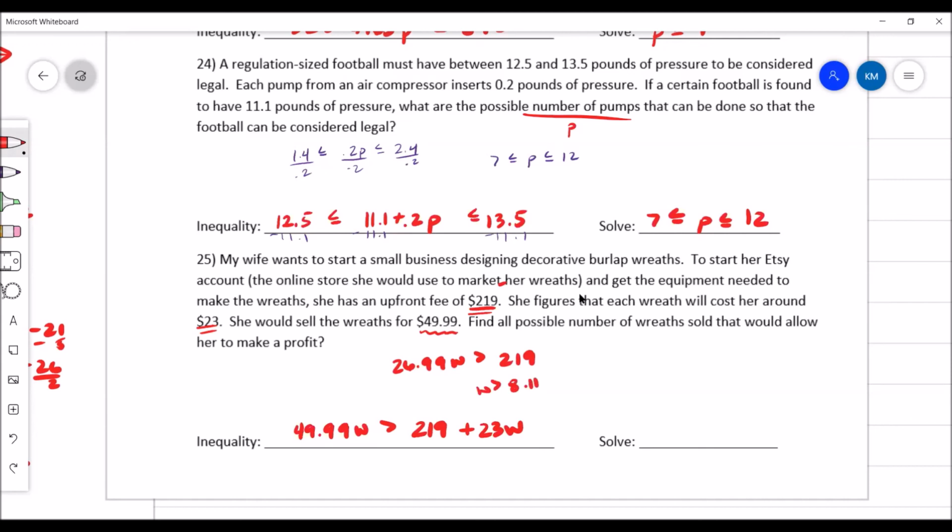Okay, and so how many wreaths must she sell? Well, we can write this two different ways. We could say she could sell greater than 8 wreaths, which would mean 9, or she could sell greater than or equal to 9. I'd probably prefer this answer because it stays consistent with our inequality sign, but either of these answers works.